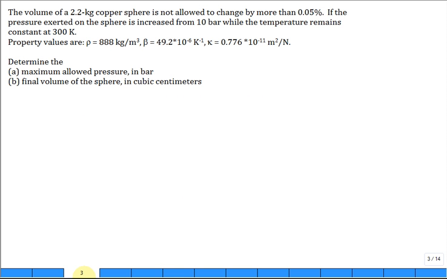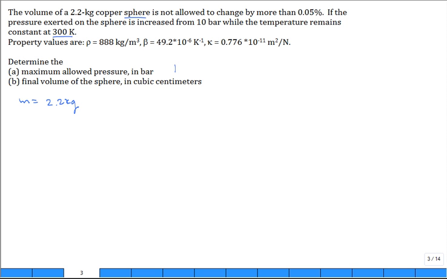Here's a problem. Let's go ahead and solve it. So we have a mass of copper, 2.2 kilograms. It's a sphere. It's not allowed to change volume by more than 0.05% if the pressure on the sphere is increased from 10 bar while the temperature remains constant at 300 Kelvin, then determine the maximum allowable pressure.